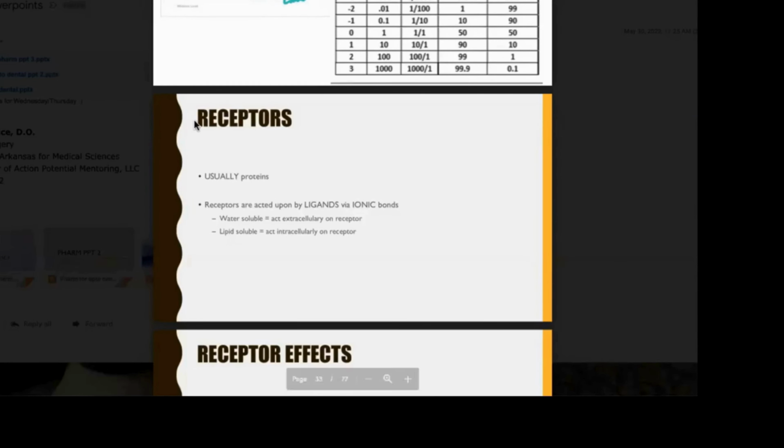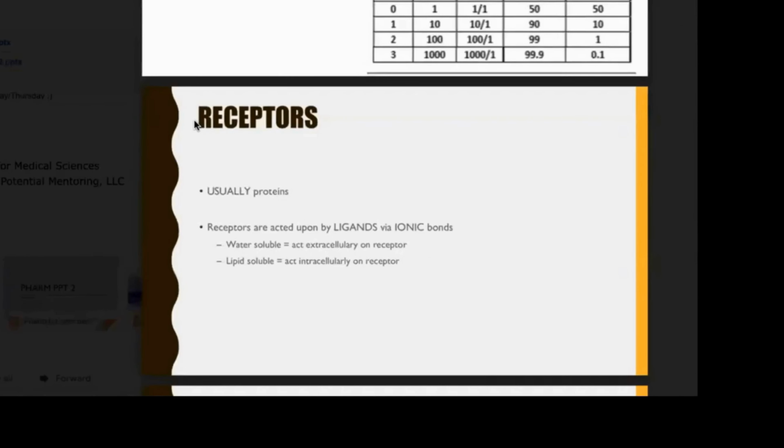Okay, so when we're talking about drug receptors, most drug receptors are going to be proteins. So they're going to be acted on by ligands. A ligand is whatever binds a receptor, so this is going to be either the drug or a piece of the drug. Most of these are ionic bonds.